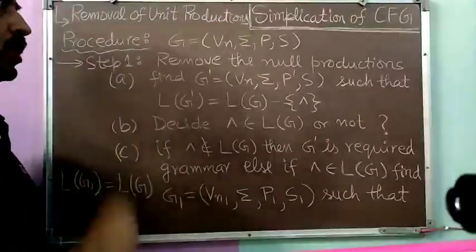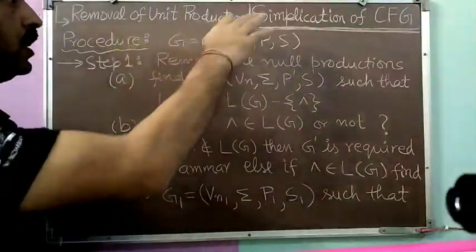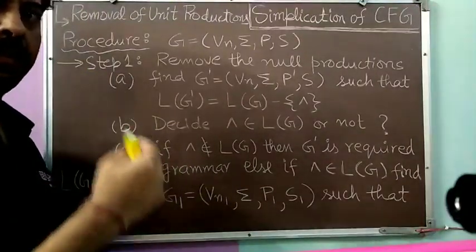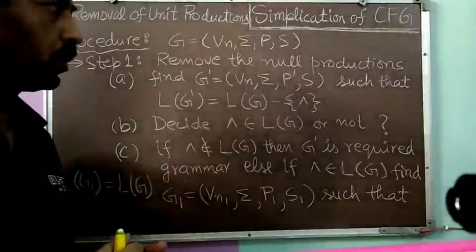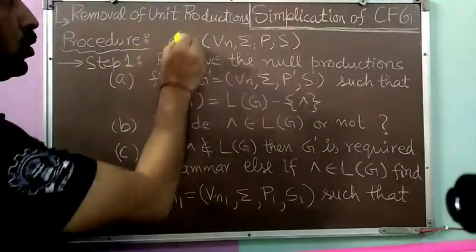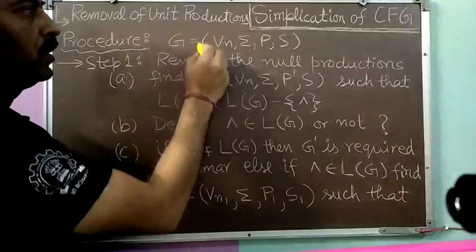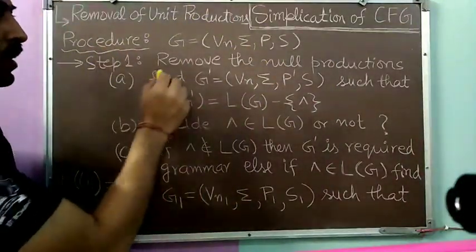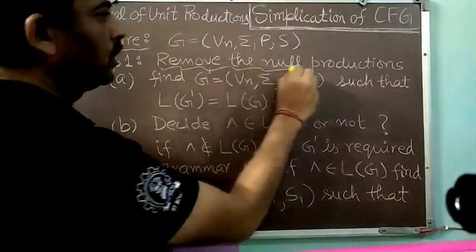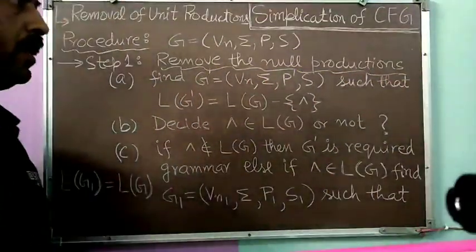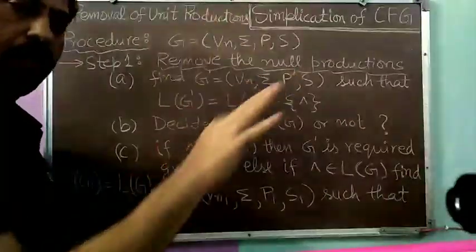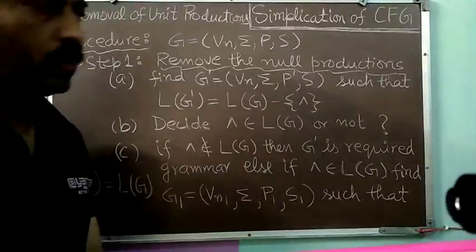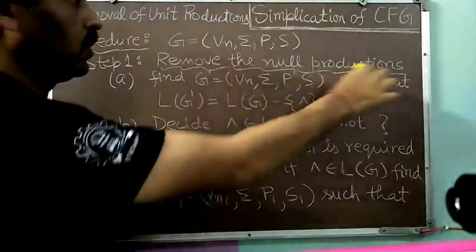Now come to the procedure of removing the unit productions. As I have already told you, the first step in this procedure will be the removal of null productions. Suppose our original grammar G is Vn, sigma, P and S. Then step 1 will be the removal of null productions from the grammar if they are present. If null productions are not present, we will directly switch to step 2 of the procedure. Now what will we be doing in this removal of null productions?